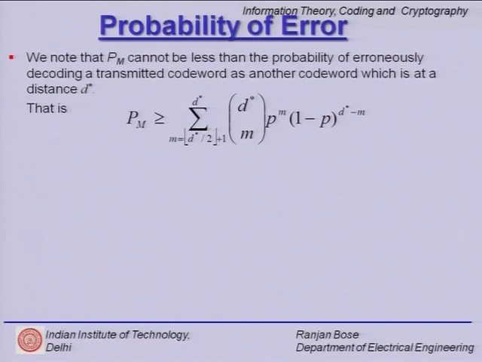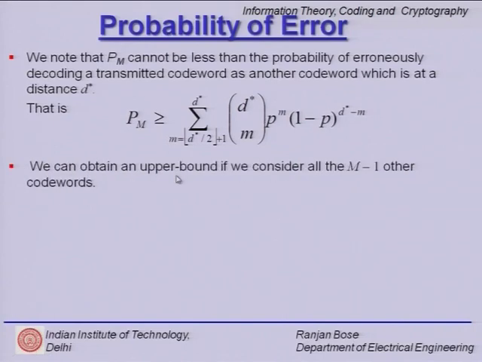So, what we mean is that this Pm, here m goes from d star by 2 plus 1 up to d star, which is the number of errors. So, d star choose m is the total number of combinations, and then we can find the corresponding upper bound for m minus 1 code words. So, this approach says that we go code word by code word.